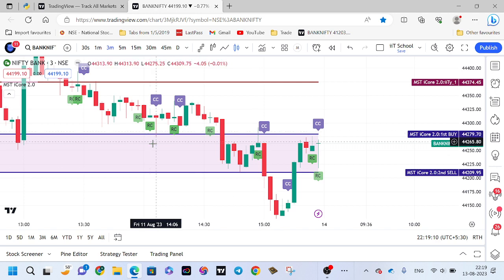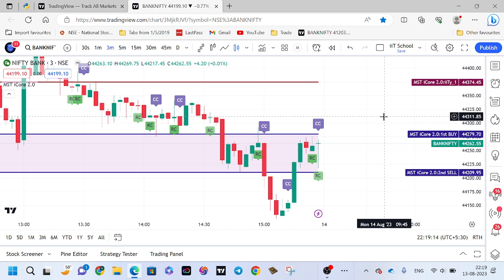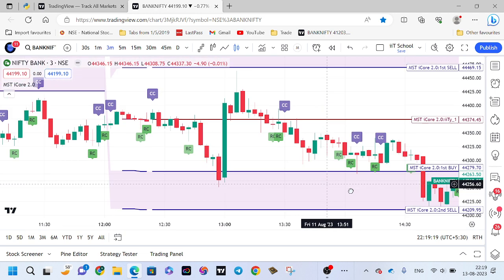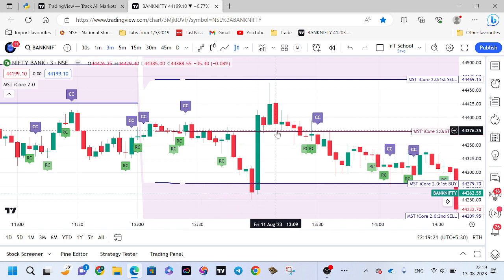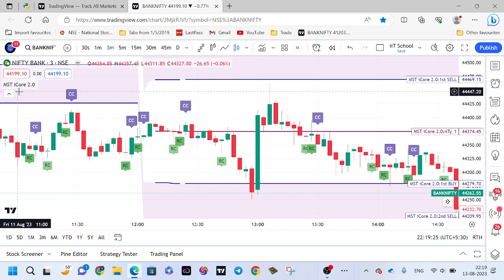Don't enter immediately when the market is touching our buy zone or sell zone. Wait for the market to get a reversal from our side or any R3C. When you find an R3C, the stop loss will be very less and the target can be 1:2 also, you can keep.